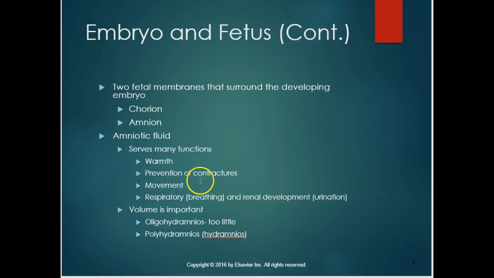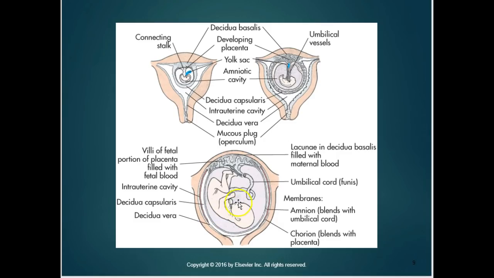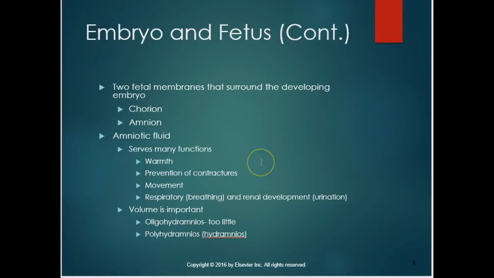Also, the amniotic fluid prevents contractures. The fluid allows them to float. Let me go back to this one. See how they're floating there? So there's nothing pressing on their arms, pressing on their legs. So they can grow and develop easily because they're floating in a ball of fluid. Movement, it allows them to have movement, to grow, and then respiratory and renal development.